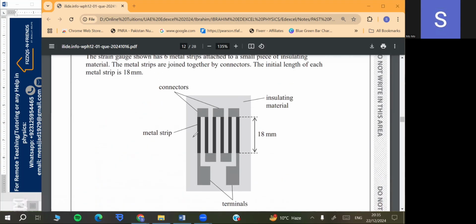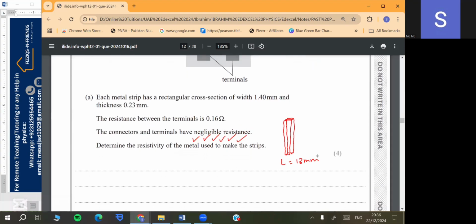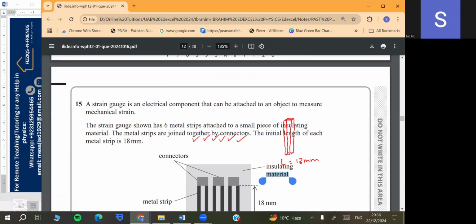Now you see how many strips are there? 1, 2, 3, 4, 5, 6. And each strip is not 2D. Actually, it is more like a 3D strip like this. So they are telling you the length, which is 18 mm, and then they're also telling you the width and the thickness. The length is 1.8 into 10 raised to the power minus 3 meter, the width is 1.4 into 10 raised to the power minus 3 meter, and the thickness is 0.23 into 10 raised to the power minus 3 meter.